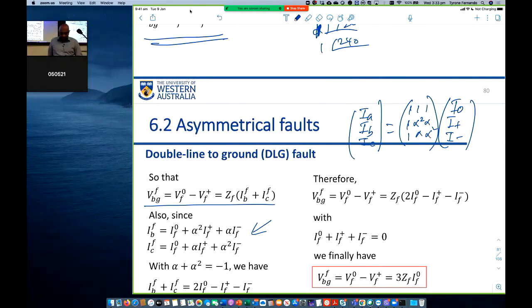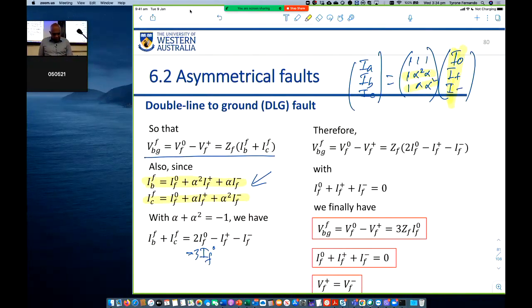So we have IB must equal I0 plus alpha squared IF positive plus alpha times IF negative. So that's the second row multiplied by this column, right? This is the equation here. The third row multiplied by this column is this equation here. So we got those two equations.